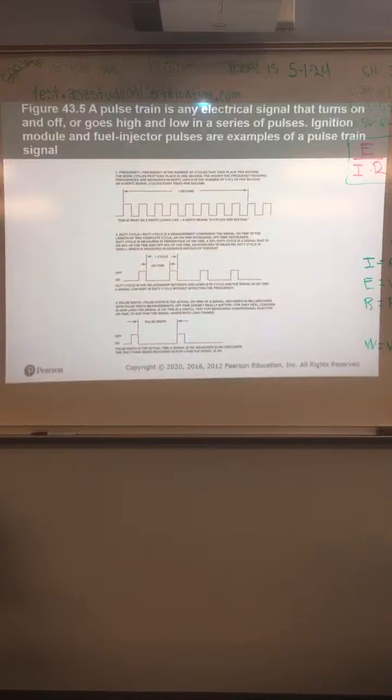A pulse train is any electrical signal that turns on and off or goes high and low in a series of pulses. Ignition module and fuel injector pulses are examples of a pulse train signal. Yeah, I was thinking there was a question on the test about that. That's what I was getting at, yeah.